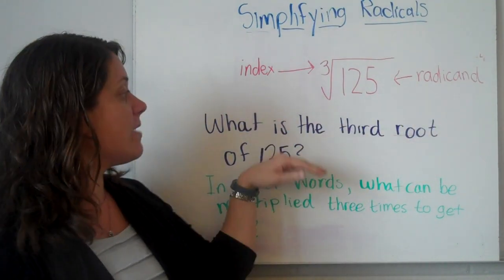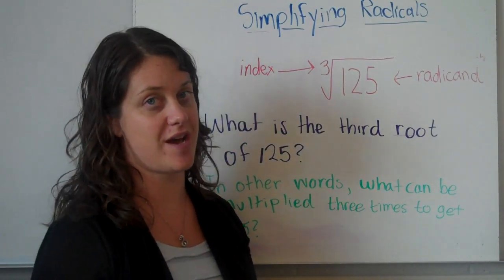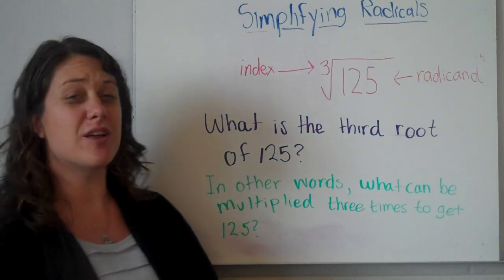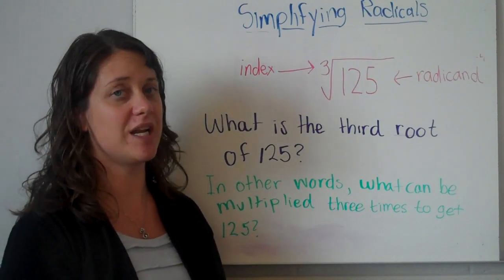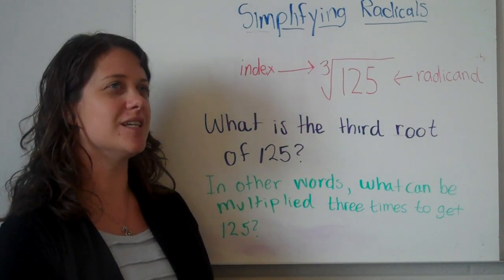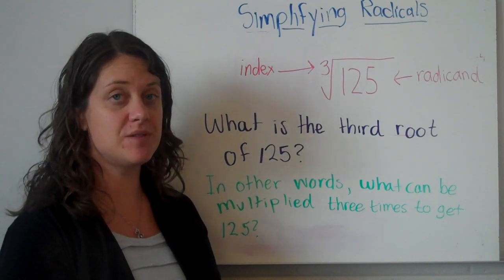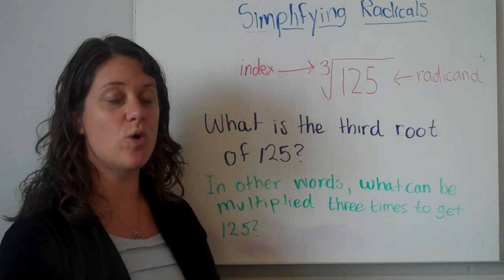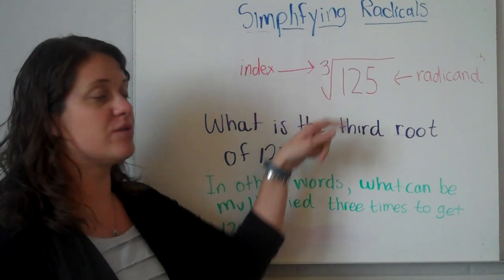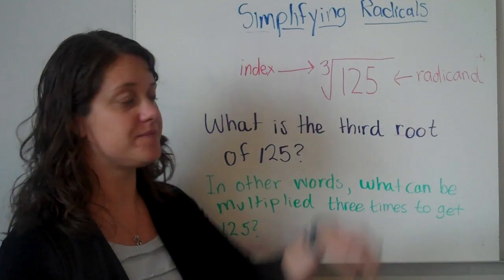Okay, so what we're asking ourselves here is, what is the third root of 125? In other words, we want to know what can be multiplied 3 times to get 125? You might be thinking, what is the answer to that? It's actually 5, because 5 times 5 times 5 is 125. So when we're coming up with a cubic root, we're finding something that multiplied 3 times equals that number.